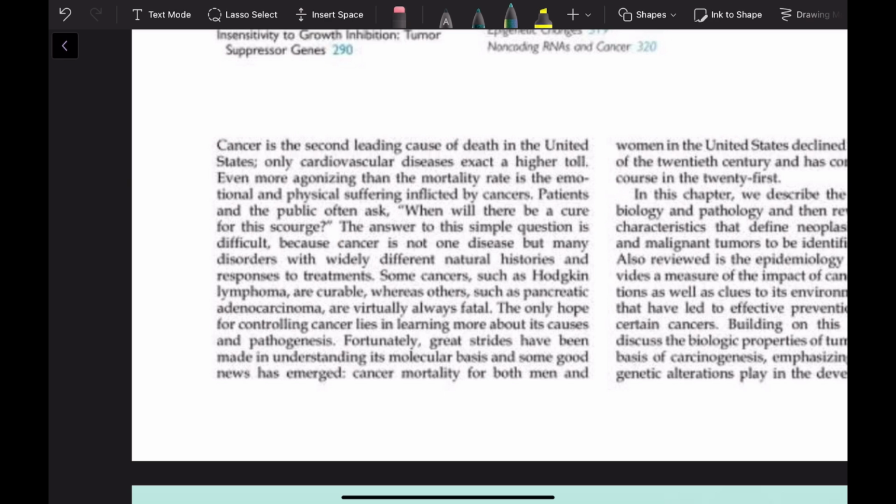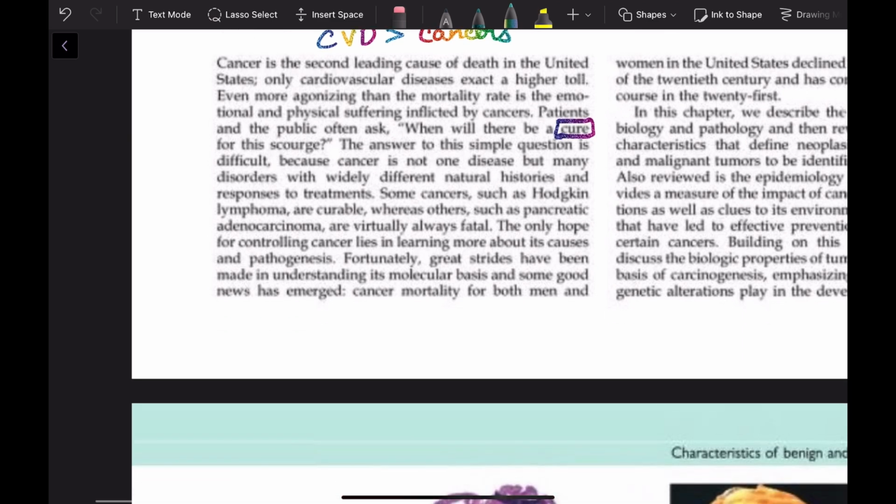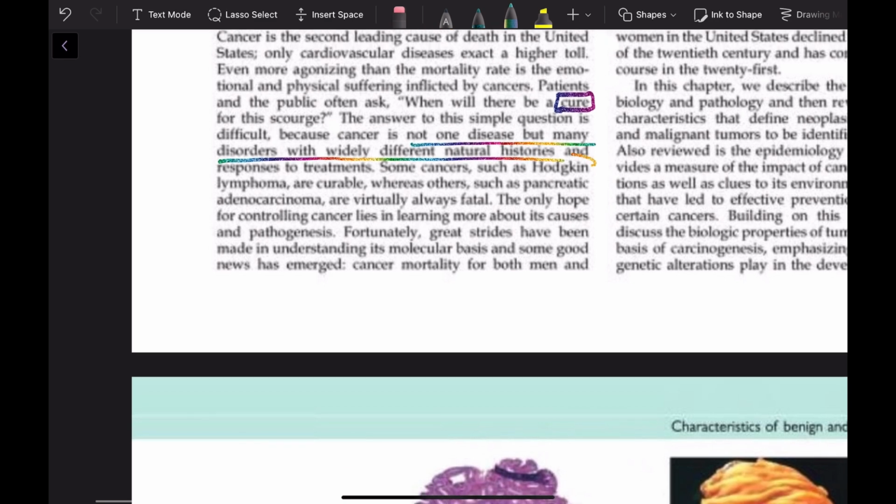What they are trying to say is that cardiovascular diseases cause more deaths than cancers in the United States, and there isn't really any single cure for cancer because it is not just one disease. It is a disorder with widely different natural histories. Some cancers such as Hodgkin's lymphoma are curable, whereas others such as pancreatic adenocarcinoma are virtually always fatal.